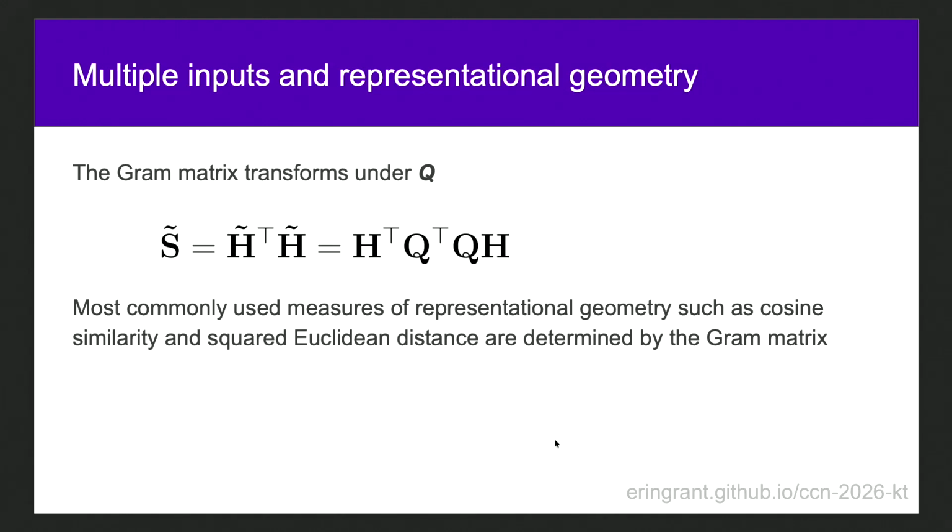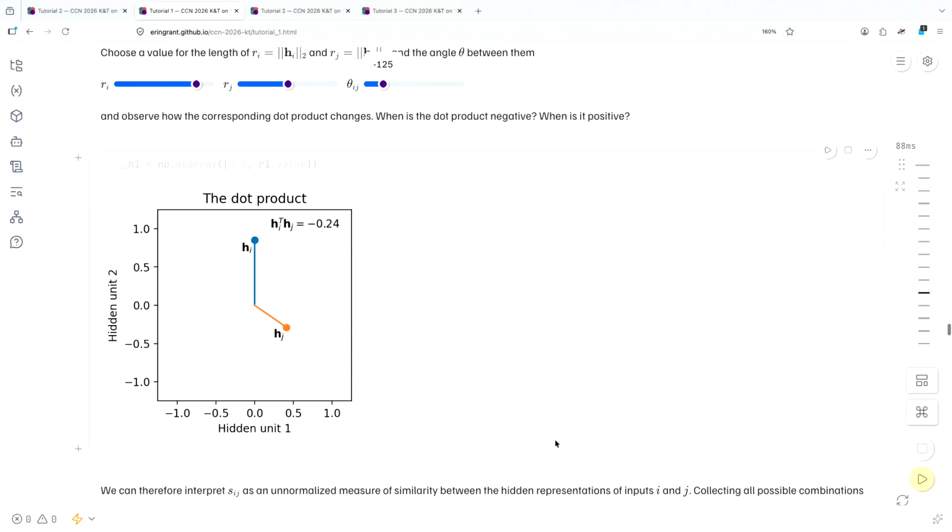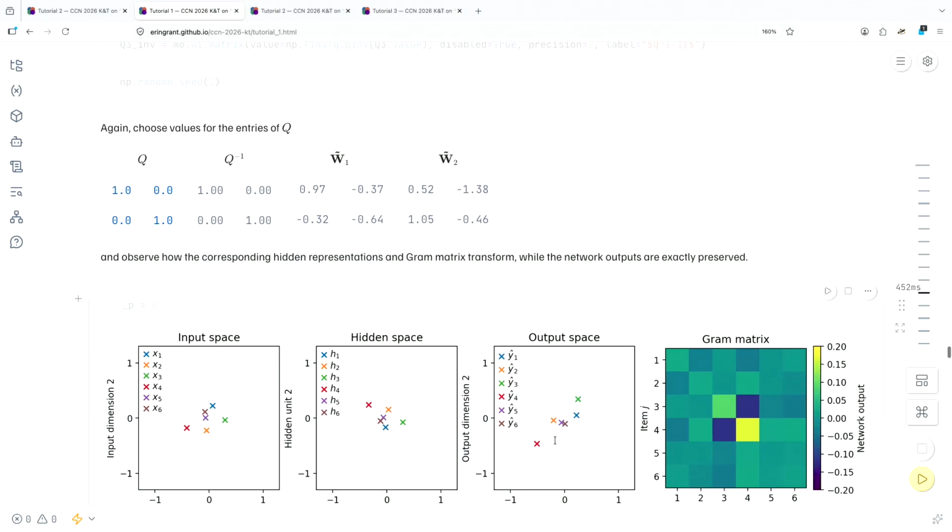And again, it's very obvious from the math that we've done that because H depends on our choice of Q, the gram matrix, meaning our representational geometry, also depends on our choice of Q. If we're changing Q, then our gram matrix is going to transform. And again, there is a part in the notebook where you can investigate this.